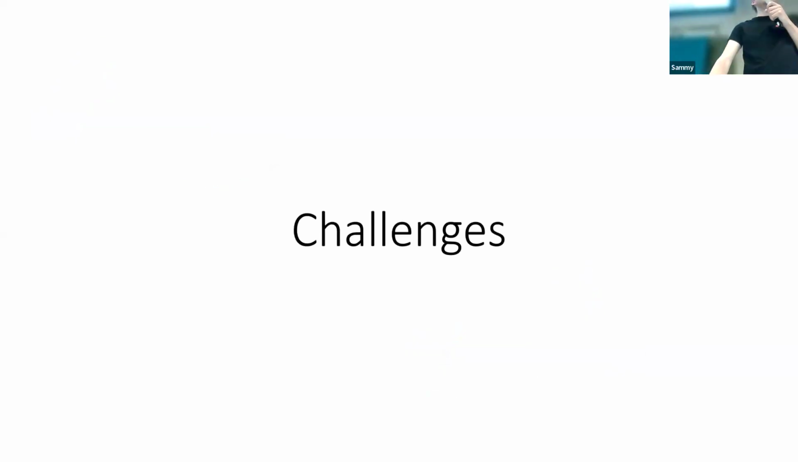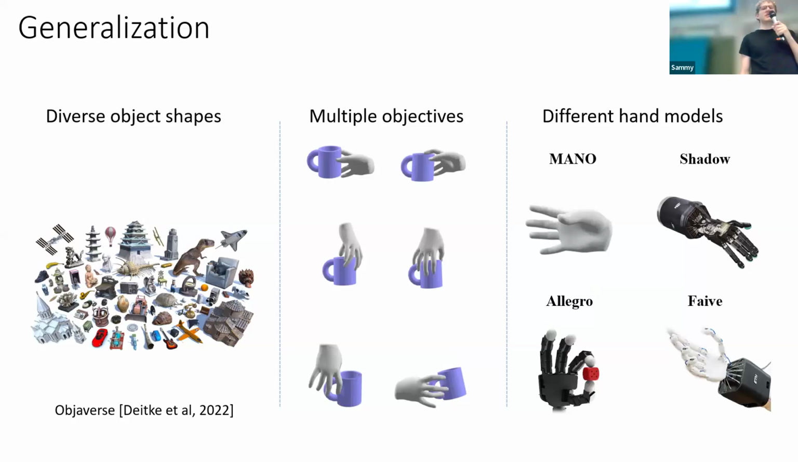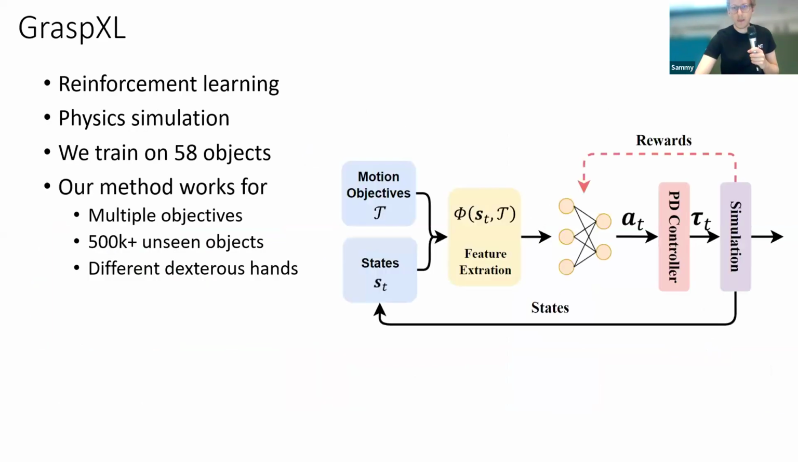So what are the challenges here? So first of all, the policy has to be able to generalize across a very wide variety of object geometry. Secondly, it has to be able to do this for multiple objectives, even combinations of them. And then it has to work across different hand models. Again, we're using reinforcement learning and physical simulation to achieve this. Our framework is trained on only 58 objects, but can then generalize to many combinations of different objectives. It works across over 500,000 objects, and it works across different external hand morphologies.